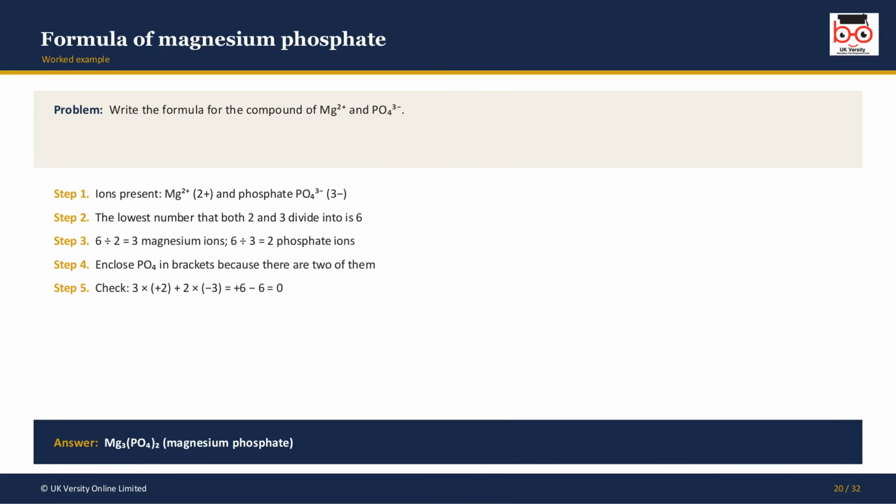This one's a little trickier: magnesium and phosphate. Magnesium is 2+ and phosphate is 3-. The lowest number both 2 and 3 divide into is 6, so we need 6 units of charge on each side. 6 divided by 2 gives 3 magnesium ions, and 6 divided by 3 gives 2 phosphate ions. We bracket the PO4 because there are 2 of them. Checking, 3 lots of +2 plus 2 lots of -3 is +6 - 6, 0. So the formula is magnesium phosphate, Mg3(PO4)2.